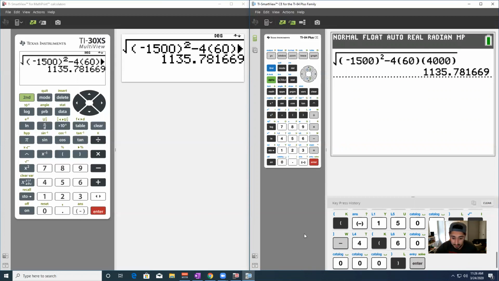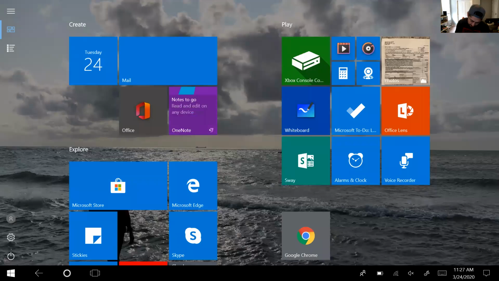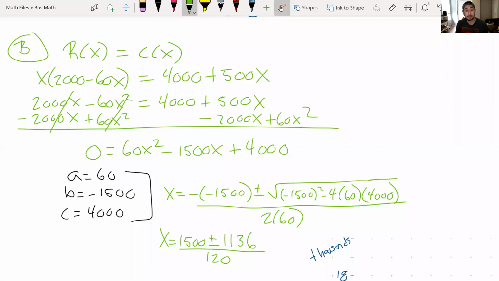Okay, now back to my screen. All the switching back and forth. Zoom, zoom, zoom. Share my screen. There we go. Okay, so now we're back. 1500 plus or minus 1136 over 120.